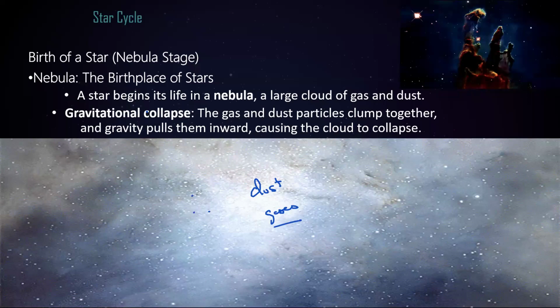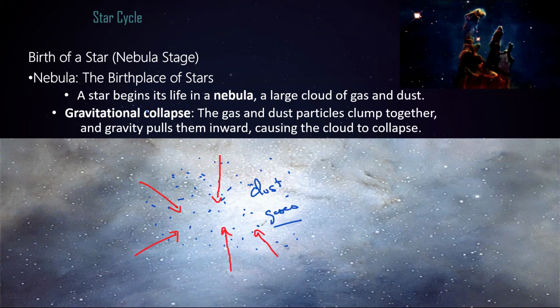What will happen as these dust particles in space also have gravity? Everything which has mass will have gravity. So these dust and gas particles try to attract each other, and because of the gravitational force, they pull each other towards one point. When they pull all the nearby dust and gases towards one point, what will happen to the size of the interstellar cloud? The size of the interstellar cloud decreases.